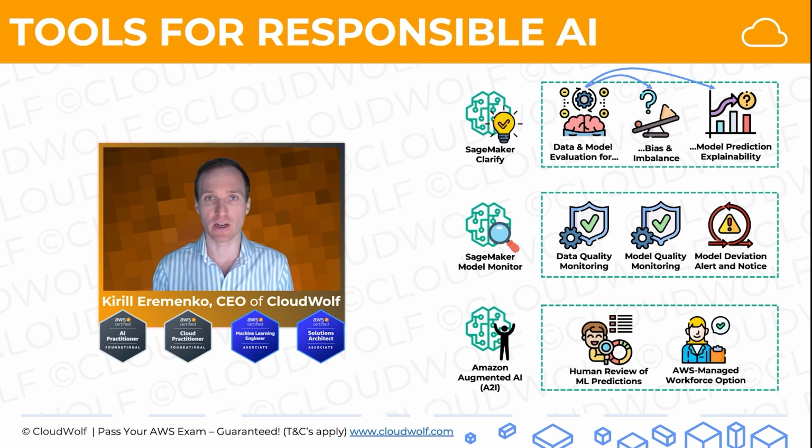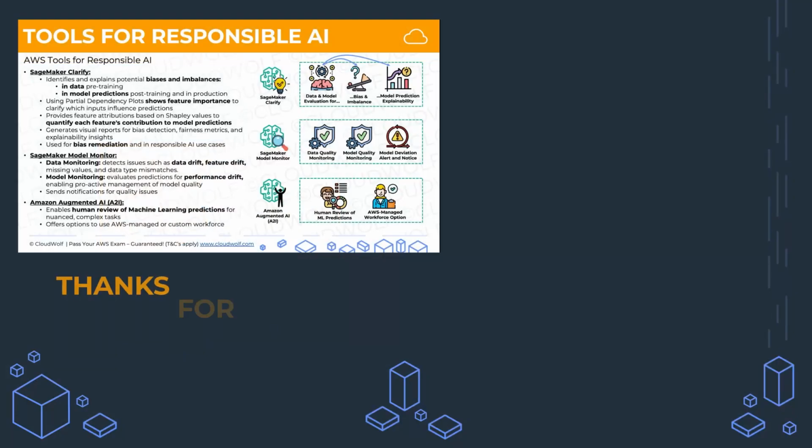So there you go. Those are the 3 tools for AWS for responsible AI. You are more than likely, very likely to get at least one of them, most likely 2, and quite frankly, maybe even all 3 of them on the exam. So good to know about all of them. Here's a quick summary of what we discussed.